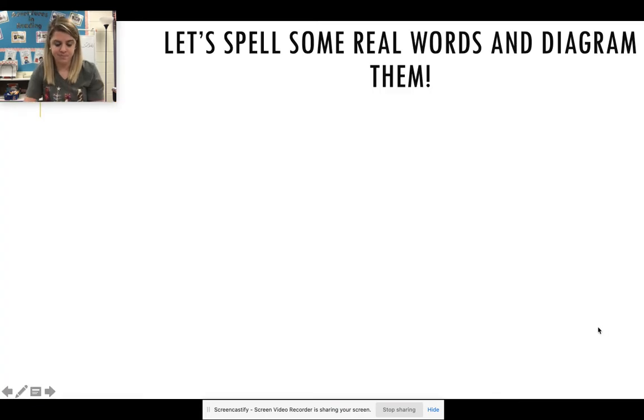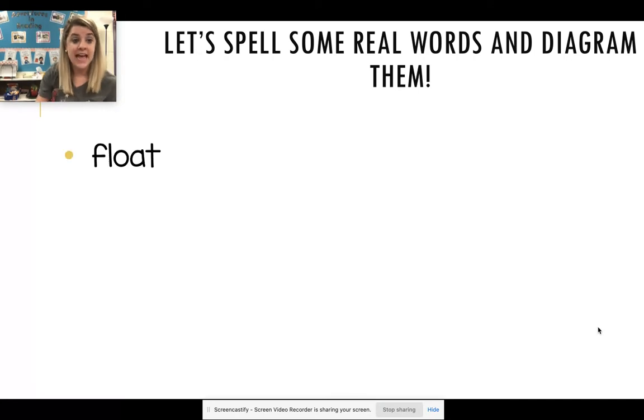Okay, let's try some words. Here we go. We have 9 words today instead of just 5, okay? So get ready to rock and roll. Here we go. My first word is float. Float. Float. Float. Check it. Float, because we heard full O. It's in the middle. Oat.